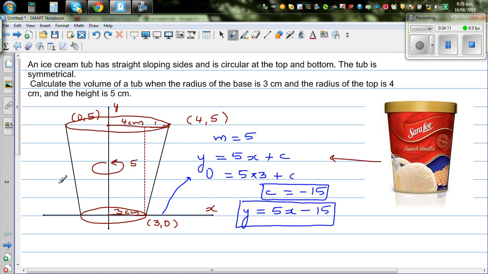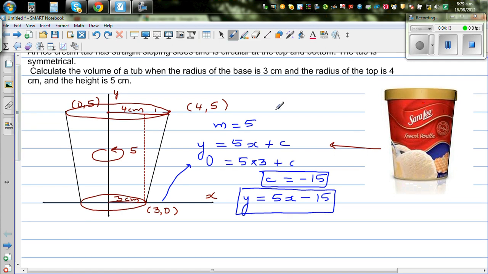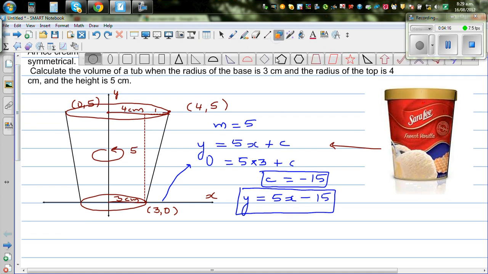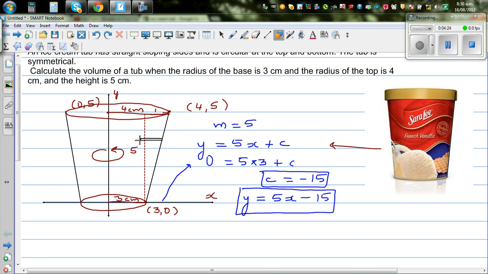Now, to find the volume, it's always good to visualize it. Imagine this is an infinitesimally thin line segment. So this is a slice. Imagine this is a line segment of length x, and the thickness of this line segment is dy. And when you rotate this over your y-axis, what are you going to get? You're going to get a slice.